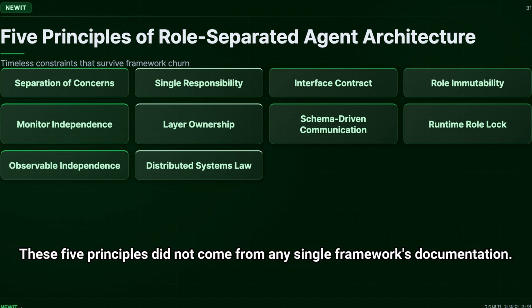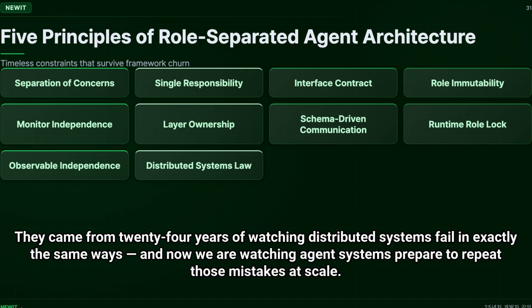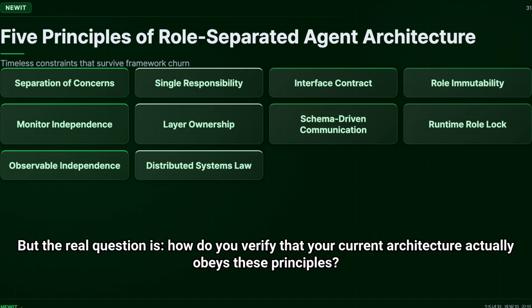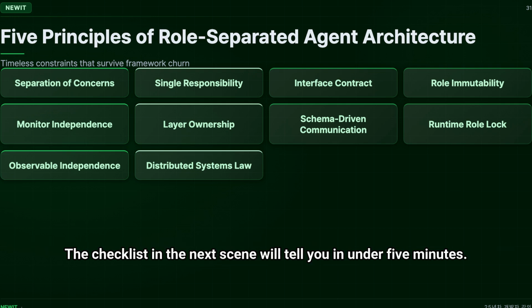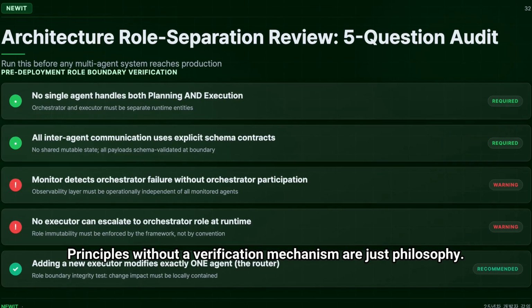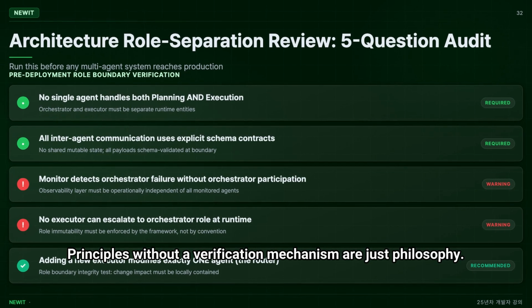These 5 principles did not come from any single framework's documentation. They came from 24 years of watching distributed systems fail in exactly the same ways, and now we are watching agent systems prepare to repeat those mistakes at scale. But the real question is, how do you verify that your current architecture actually obeys these principles? The checklist in the next scene will tell you in under 5 minutes. Principles without a verification mechanism are just philosophy.